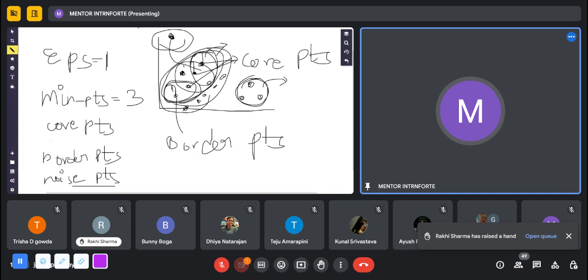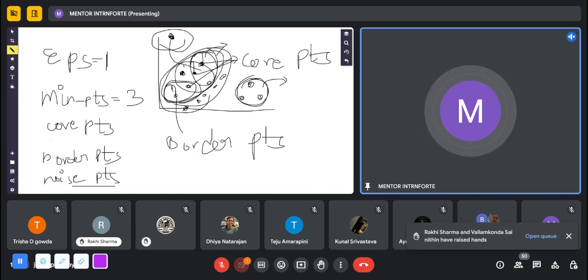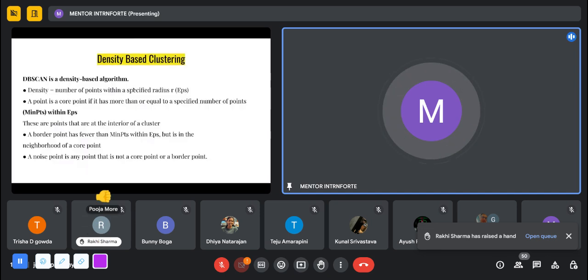Okay, so now we will go back to the theory part. We are done with the sketchpad part, and we will go into the theory part. We'll look at the theory for a little bit to get the definition in a concrete way. DBSCAN, density based clustering, is a density based algorithm. Density is equal to the number of points within a specified radius, that is epsilon. A point is a core point if it has more than or equal to the specified number of points, min points, within epsilon. That's what I told you just now. You need to have this many min points within that radius, then only it will become a core point.